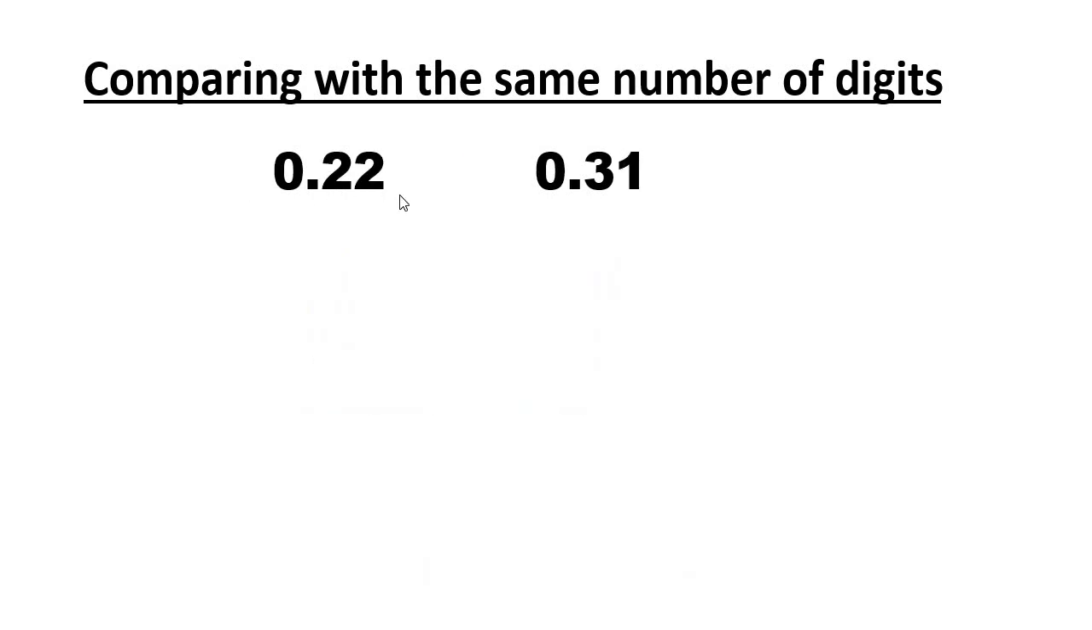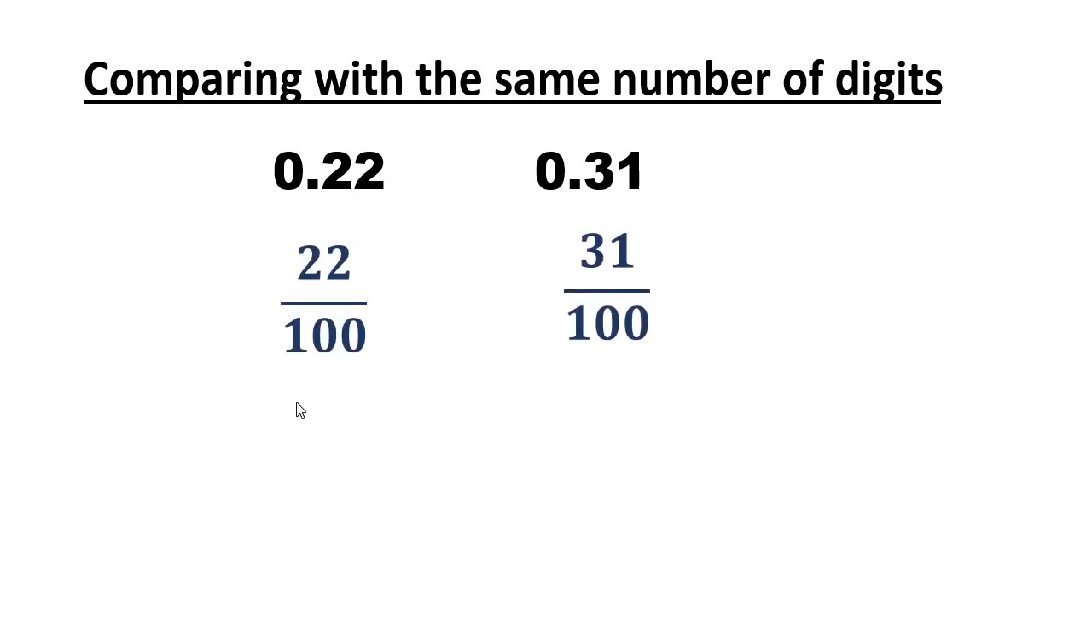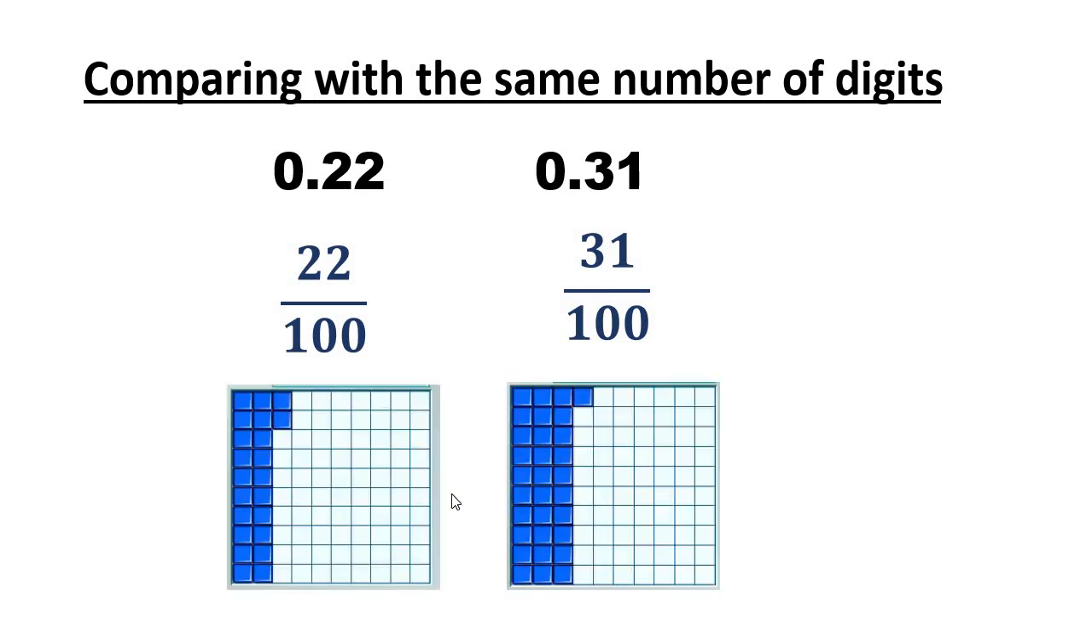Let's try one with hundredths. Here we have 22 hundredths compared to 31 hundredths. And again, we can think about them as fractions, if that's an easier way for you to see it, or we can think about them as the pictures. But no matter how you look at it, 22 is going to be less than 31.